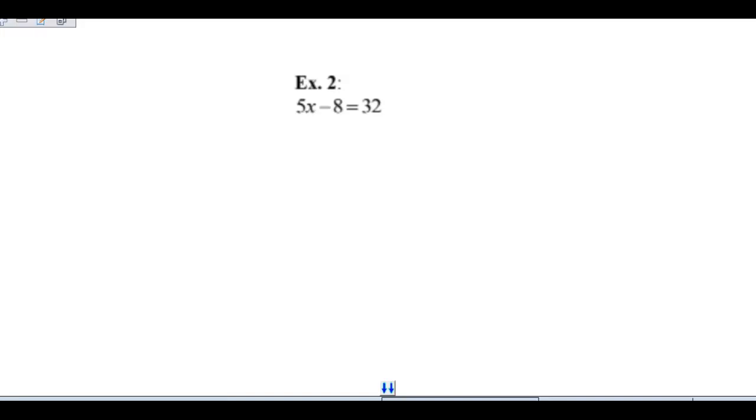Our second example is 5x minus 8 equals 32. When I'm looking at the operations, I see that there is multiplication here and there is subtraction here. So my first step is going to be adding 8 to both sides. Negative 8 plus 8 is 0. 5x is by itself. 32 plus 8 is 40.